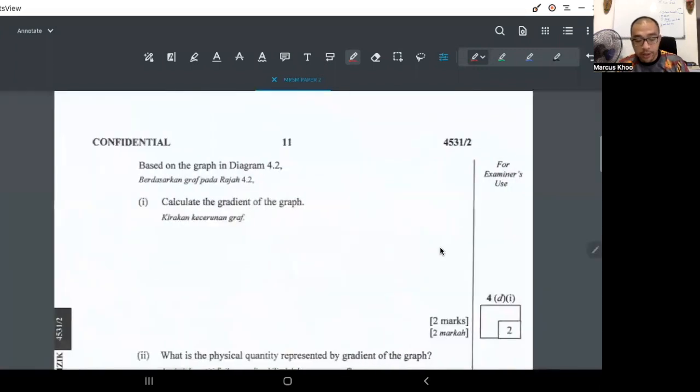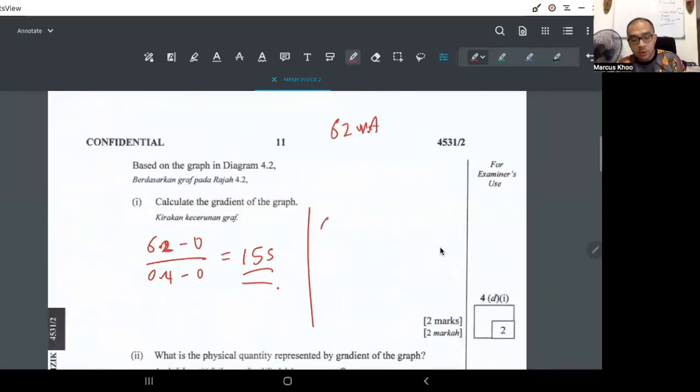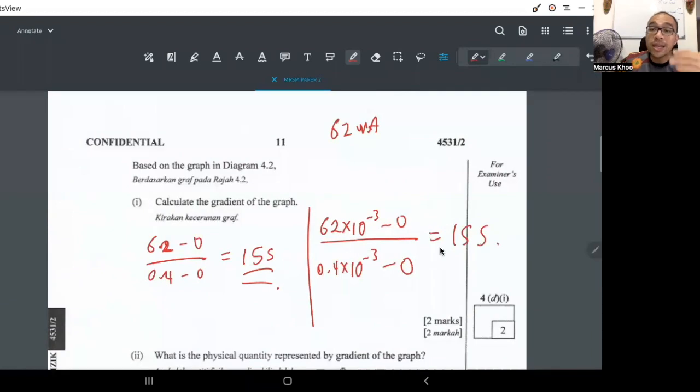So you can calculate the gradient. 62 minus 0 over 0.4 minus 0, and you'll get 155, which is the same answer as if you change it to ampere. So 62 milliampere will be 62 times 10 to the power negative 3 minus 0 over 0.4 times 10 to the power negative 3 minus 0. You will still get the same answer, 155, because both are using milliampere.